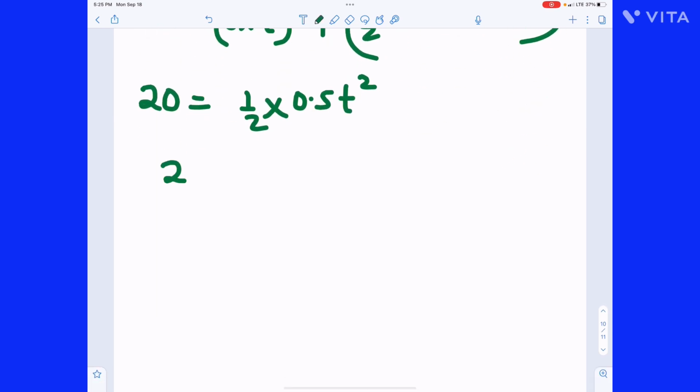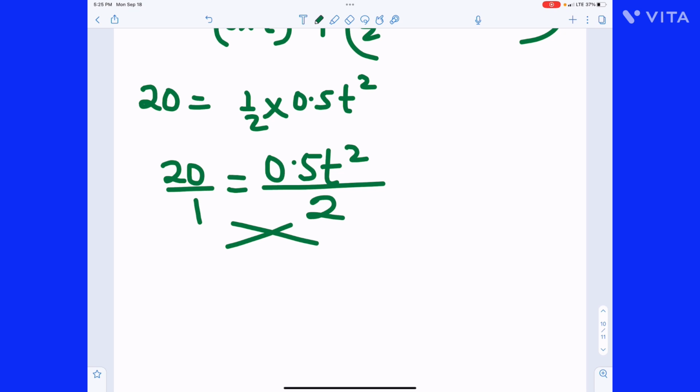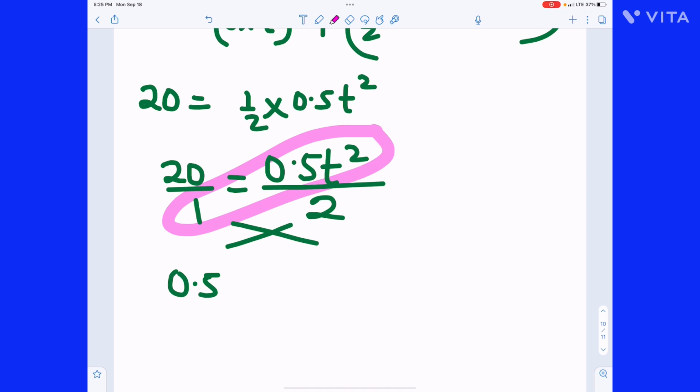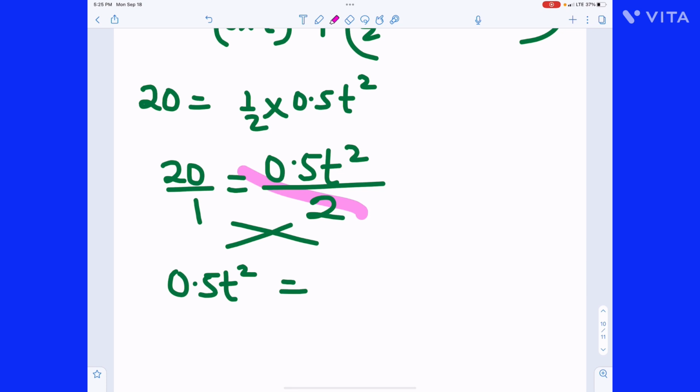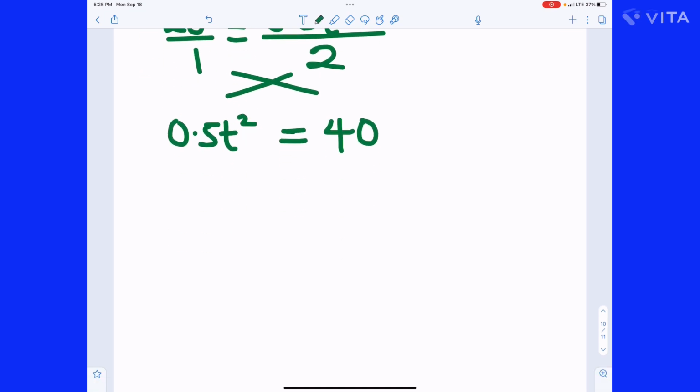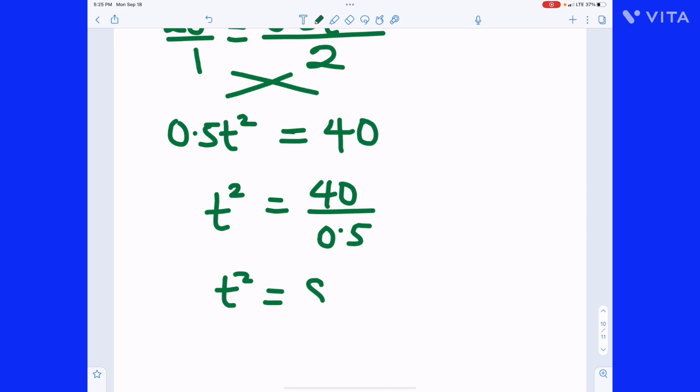What do we get? We'll get 20 over 1 is 0.5 t squared over 2. And I can cross multiply. When I cross multiply, 0.5 t squared times 1 will give me 0.5 t squared. Then 20 times 2. 20 times 2 is what? 40. So 0.5 t squared is equal to 40. That gives me t squared is 40 over 0.5. T squared is 80. T is square root of 80.